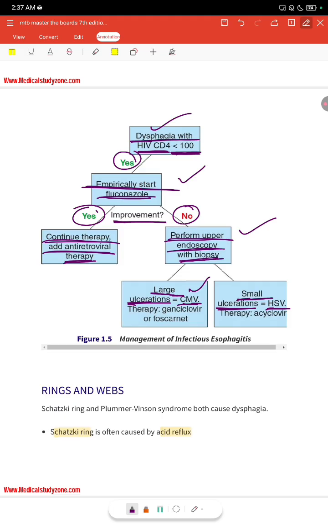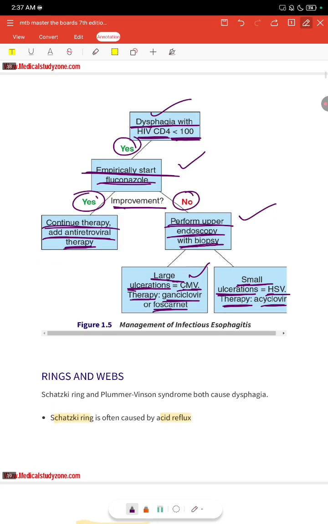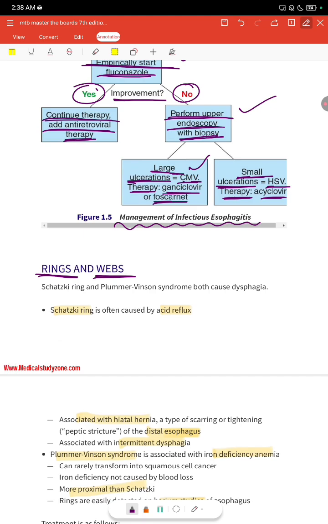So if CMV is the result, the therapy is ganciclovir or foscarnet. And in case of small ulcerations that is caused by HSV, the therapy is acyclovir. So it is the entire management of infectious esophagitis. Now let's talk about different kinds of rings and webs.